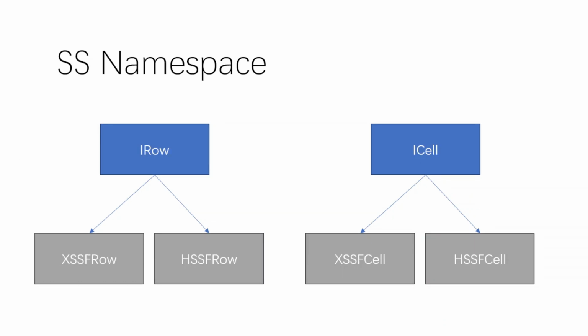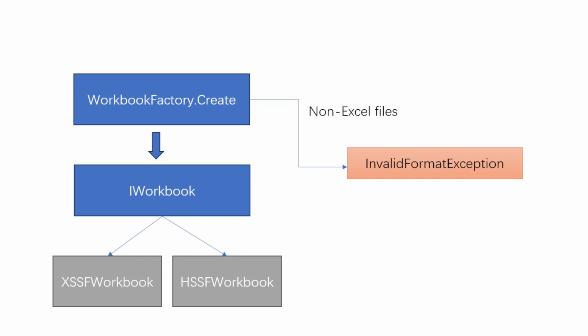And also there are some sub-objects like IRow and ICell. These two interfaces are also implemented by the HSSF and XSSF namespaces. So you will find a lot of the same cases here, because it's two bunches of classes that implement the same interface to make sure that you have the same behavior for these two kinds of Excel files.